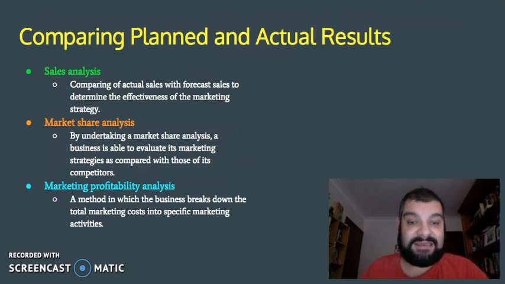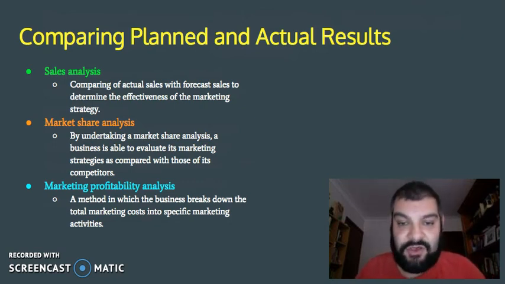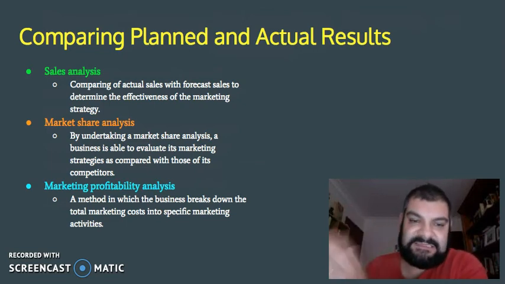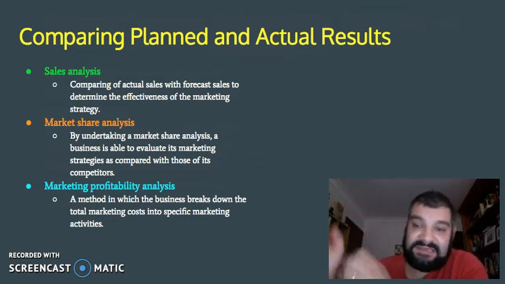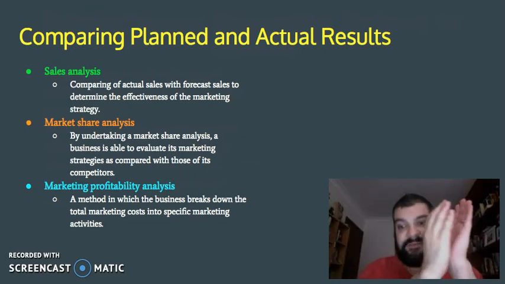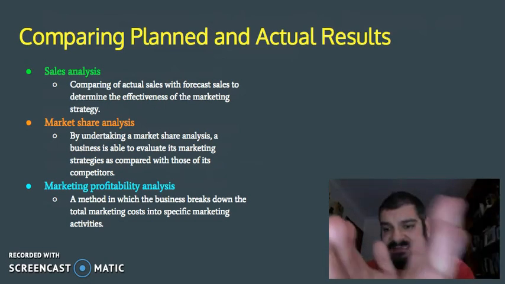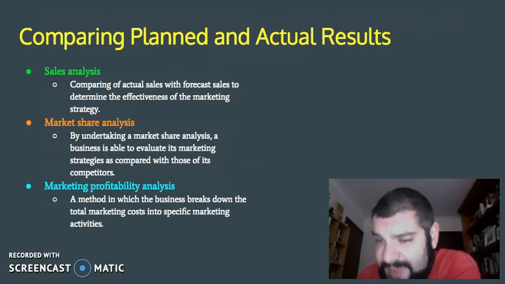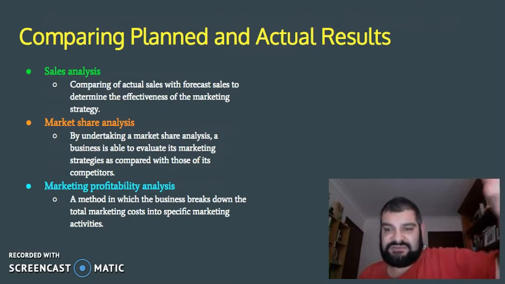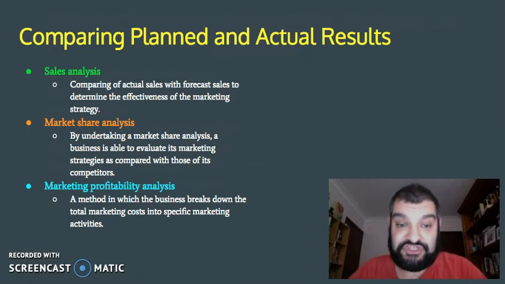And also a marketing profitability analysis. So the business breaks down the total marketing costs into specific marketing activities and then works out which one's the most profitable. So they might have, well, this is how much it costs to do TV ads, this is how much it costs to do radio ads, this is how much it costs to do newspaper ads, this is how much it costs to do this, this, and this. Which one has given us the greatest return on our costs?